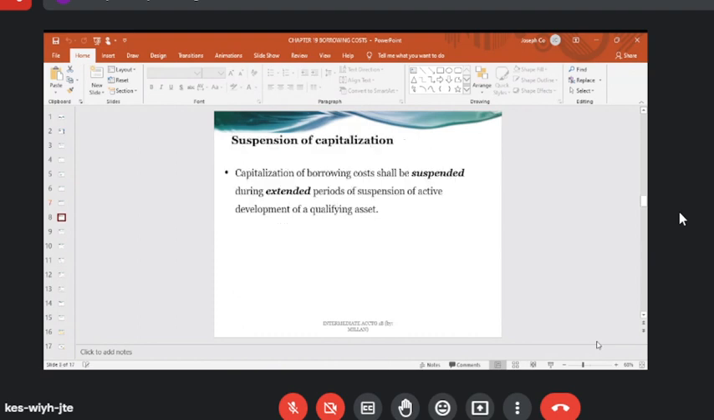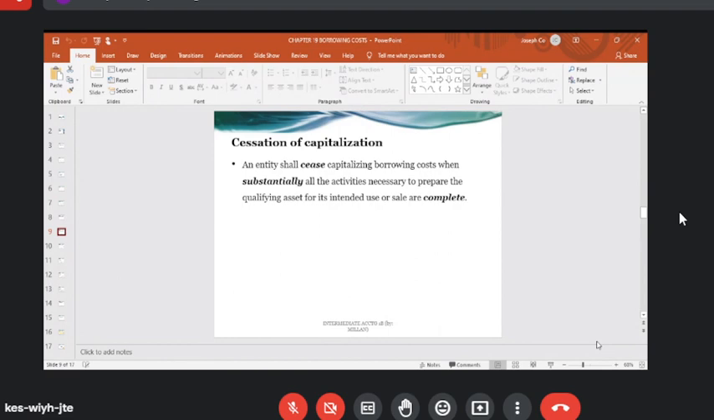Suspension of capitalization. Capitalization of borrowing costs shall be suspended during extended periods in which active development of the qualifying asset is suspended. Cessation of capitalization. An entity shall cease capitalizing borrowing costs when substantially all the activities necessary to prepare the qualifying asset for its intended use or sale are complete.